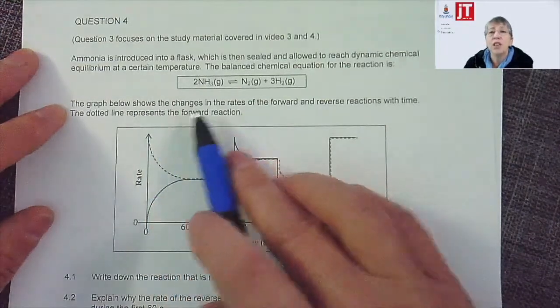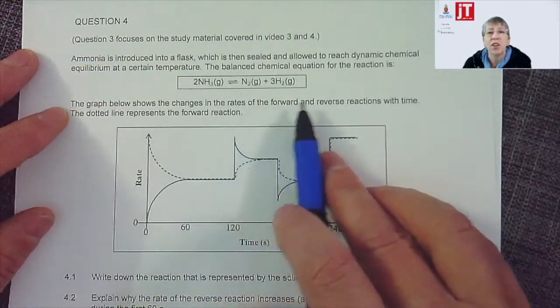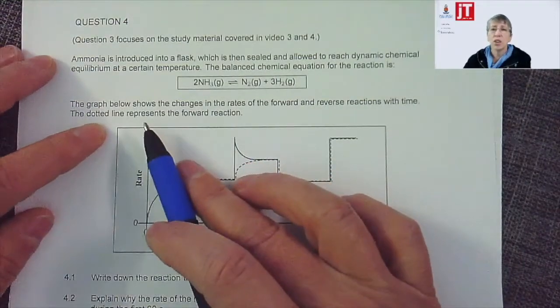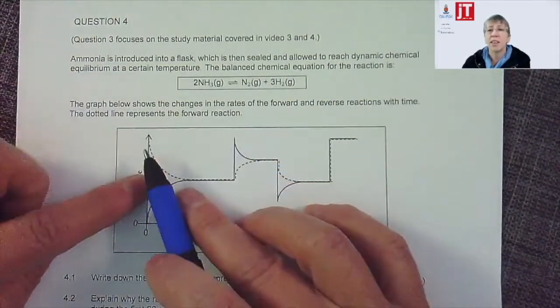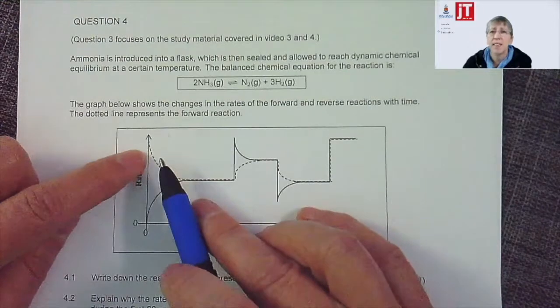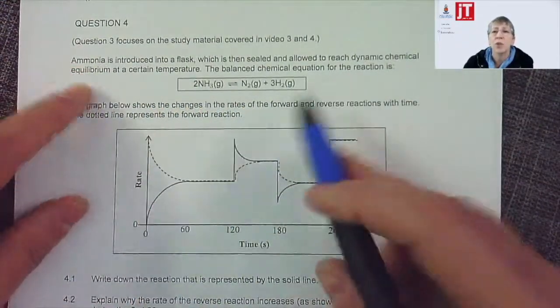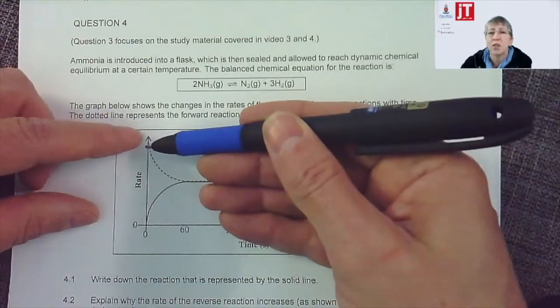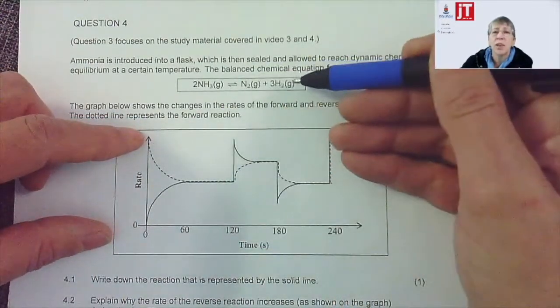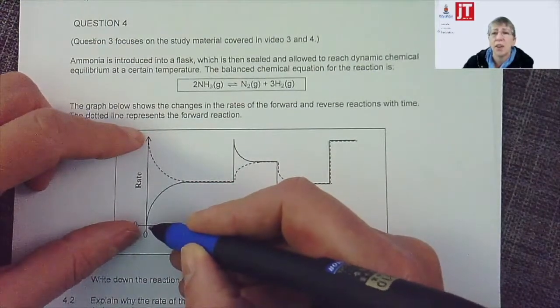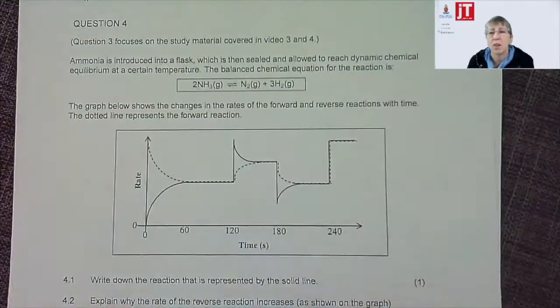The balanced equation for the reaction is this, right? Now the graph below shows the changes in the rates of the forward and the reverse reaction with time, and the dotted line represents forward. Does that make sense? Yes, it makes sense because they only introduced ammonia, so only the forward reaction had a rate to start with. No N2 and H2 at the start, so we had a zero rate, right? And then they got equilibrium.